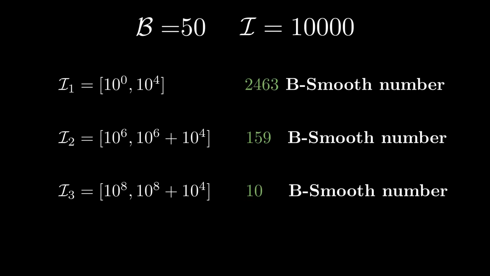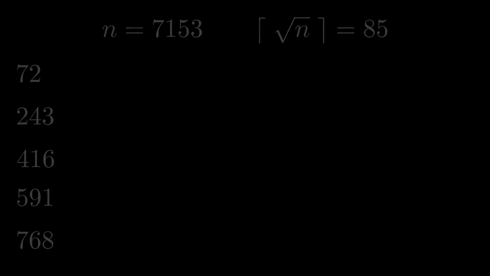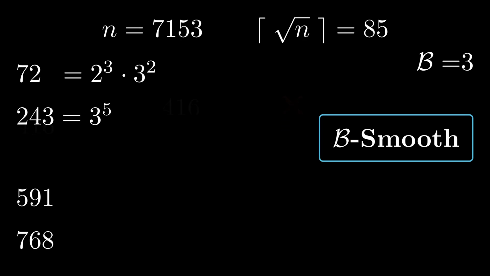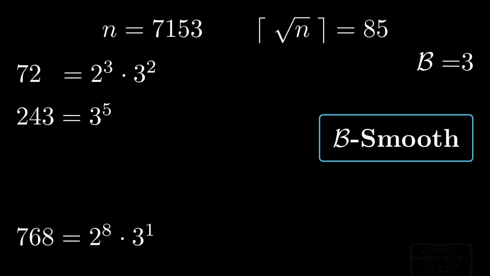Now, let's get back to our example. To produce the perfect square, we choose a small b, say 3, and check the smoothness of these numbers. If we find a smooth number, we keep it and its factorization. Otherwise, we throw it away and move to the next number.